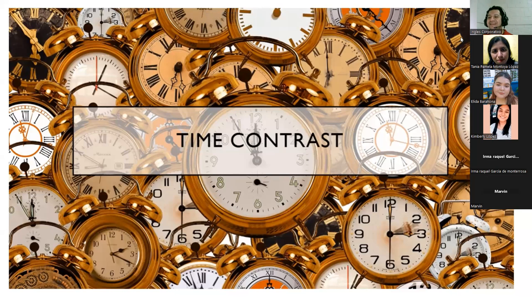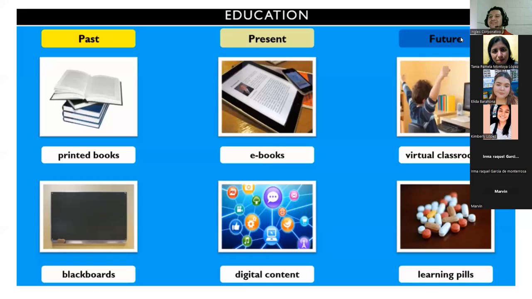Okay, we are going to check the time contrast. As you already know, these will be some of the words that we are going to use for our homework. In the past, we use principles. We used to go to libraries. We used to read a lot. And we used to have blackboards in my school. We used to have blackboards with chalk, con yeso. And now that doesn't exist anymore, right?